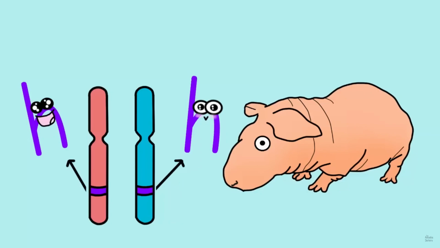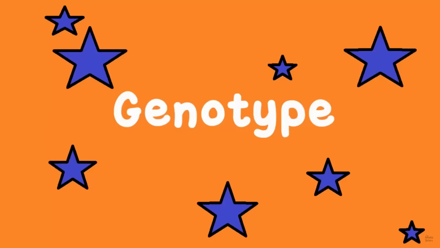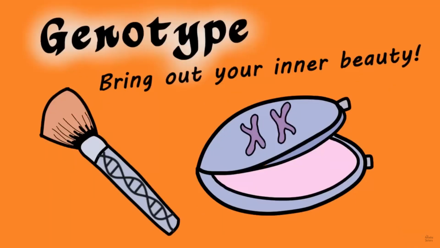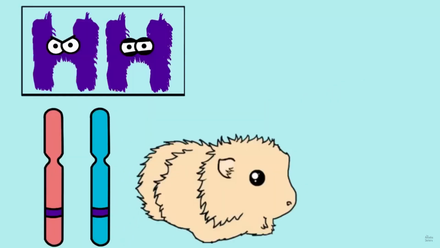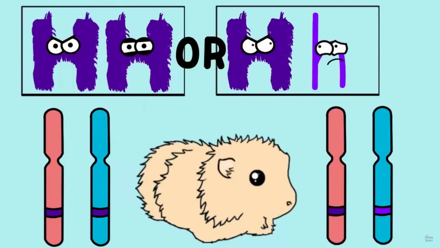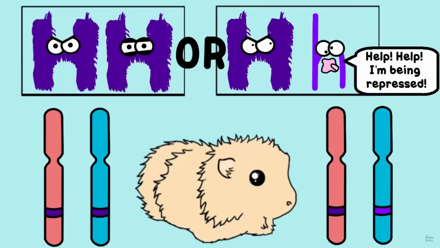A hairless guinea pig's genotype, that's the genetic makeup of an organism, can be represented as a lowercase little h. A guinea pig that does have hair can be represented as a big H, big H, or a big H, little h. See, it only takes one dominant allele, a capital H, for a trait to show up. That dominating allele means that the recessive allele is hidden.